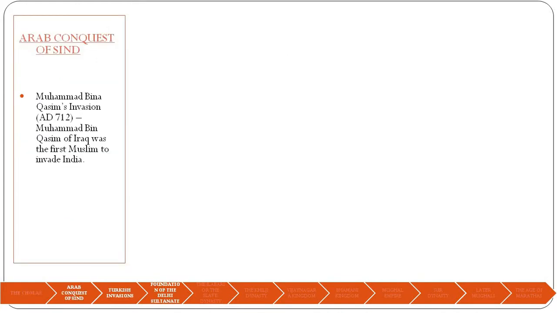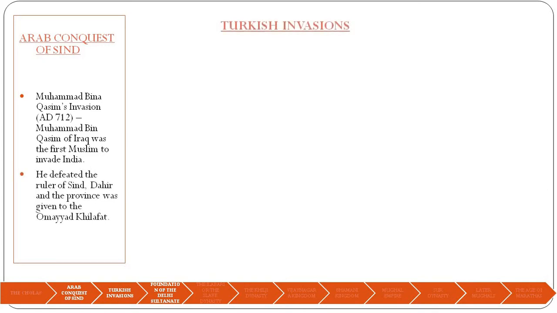The next dynasty is the Arab conquest of Sindh. In this, Muhammad bin Qasim's invasion, which was in AD 712, Muhammad bin Qasim of Iraq was the first Muslim to invade India. He defeated the ruler of Sindh, Dahir, and the province was given to the Umayyad Caliphate. After this came the Turkish invasions, started with Mahmud of Ghazni.